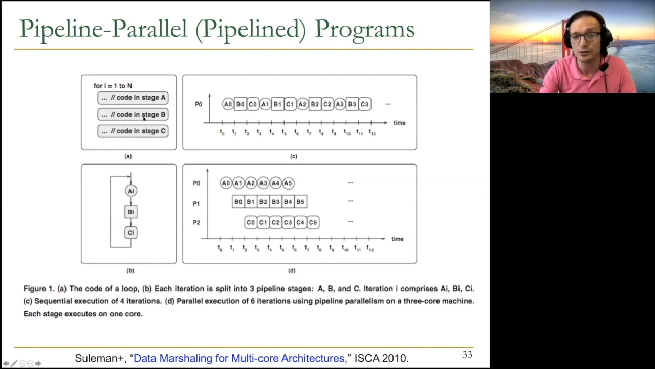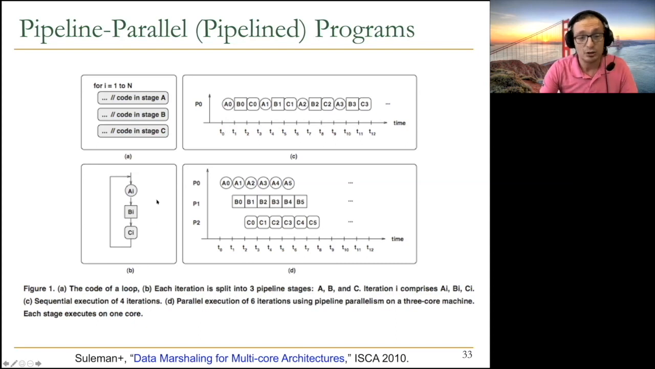So this is an inner loop. You have A, B, C. Normally, you may not be able to parallelize it, because you have some dependencies between B and A and C and B, for example. So there's some data flow that goes from A to B and B to C. And normally, if you execute on a single processor, that looks like this, clearly sequential.